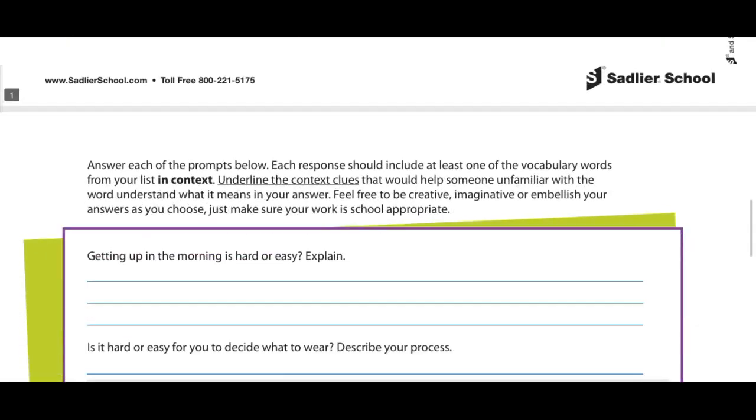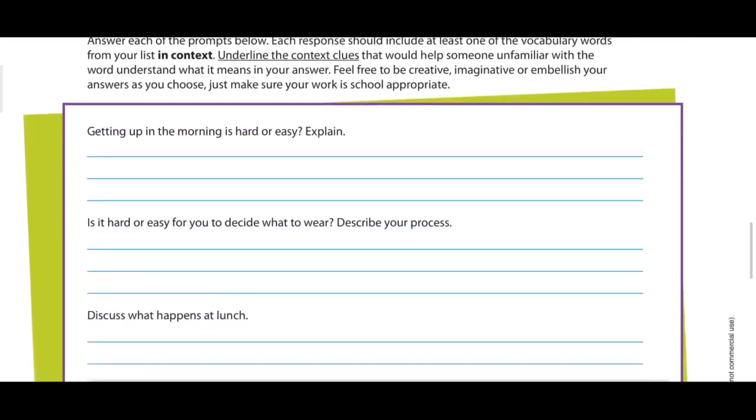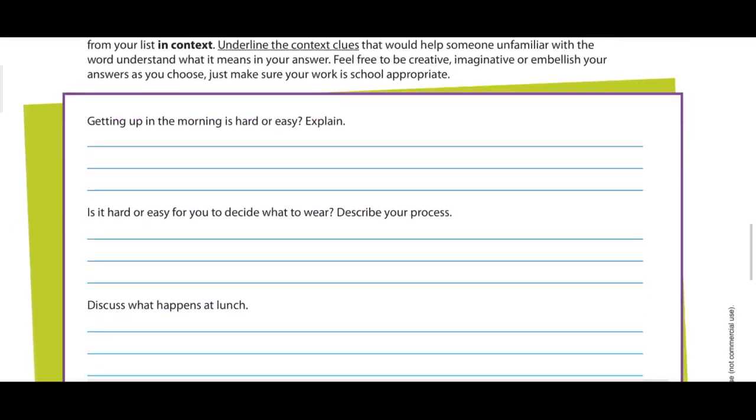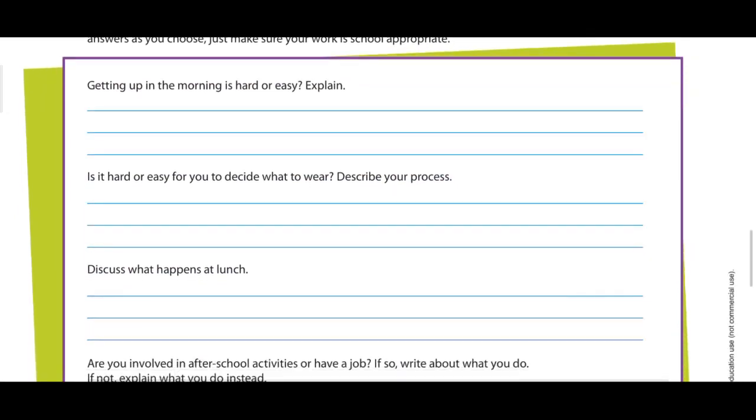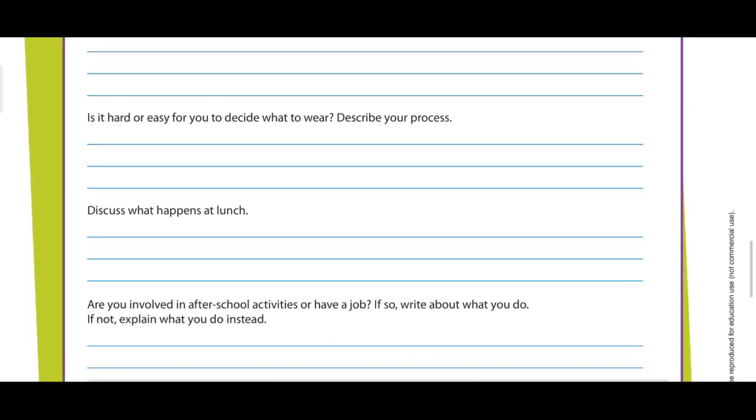And after you complete that, you have some more questions over here. Is getting up in the morning hard or easy? You need to explain. Write your own answer. Is it hard or easy for you to decide what to wear? Describe your process. How do you decide that I would wear this cloth, I want to wear this shoe, or whatever bag I have to carry? How do you decide that? And discuss what happens at lunch, what you eat, what's the usual time, what kind of stuff you do.